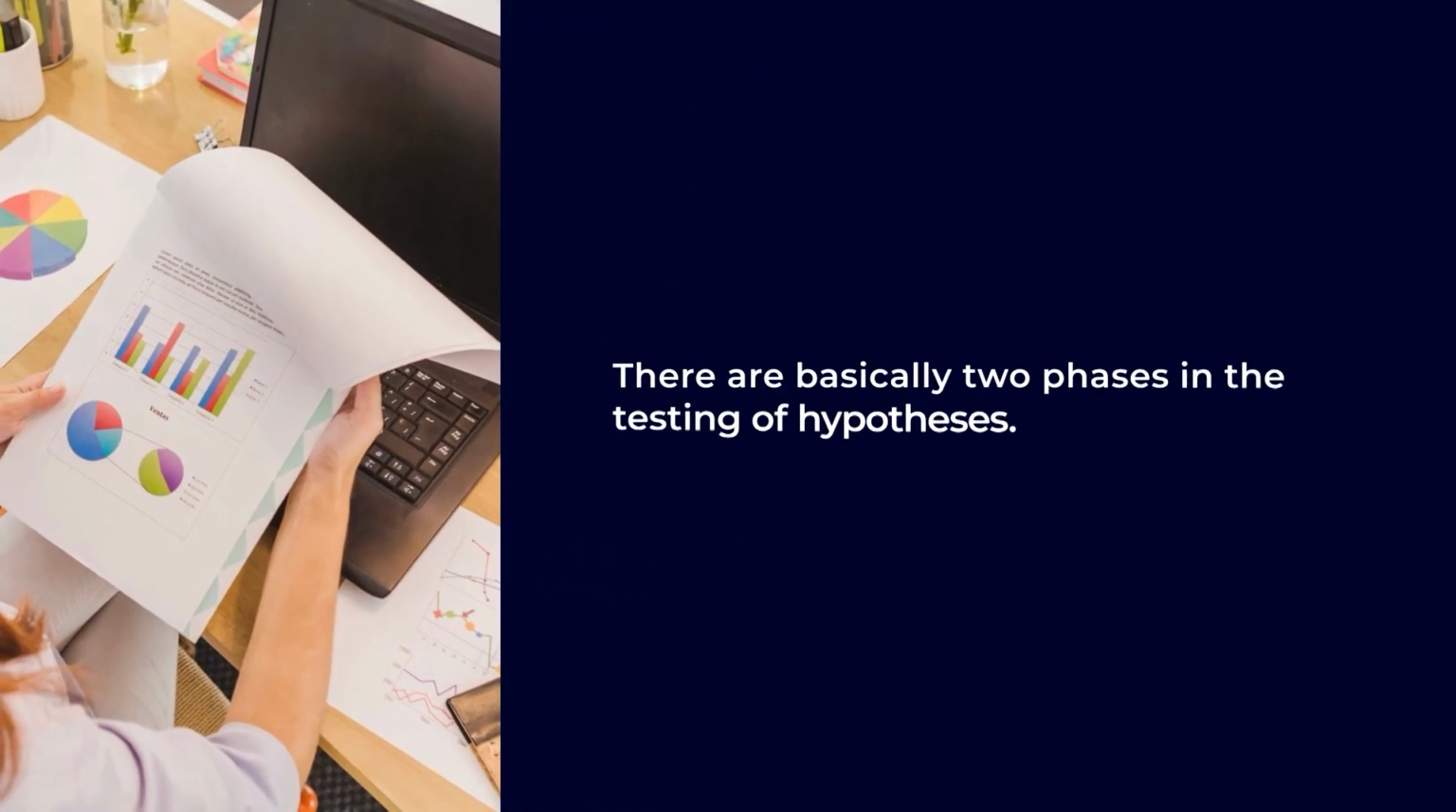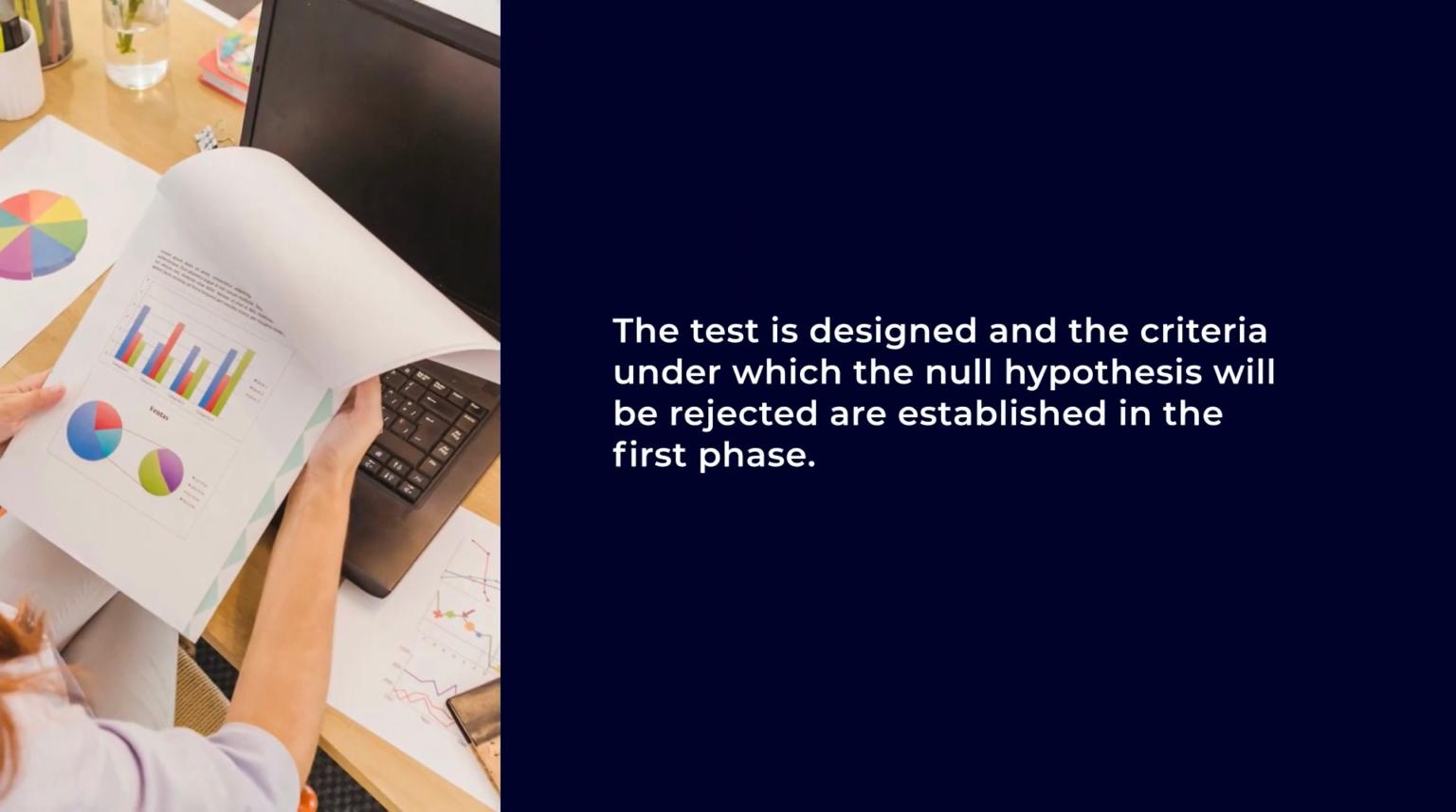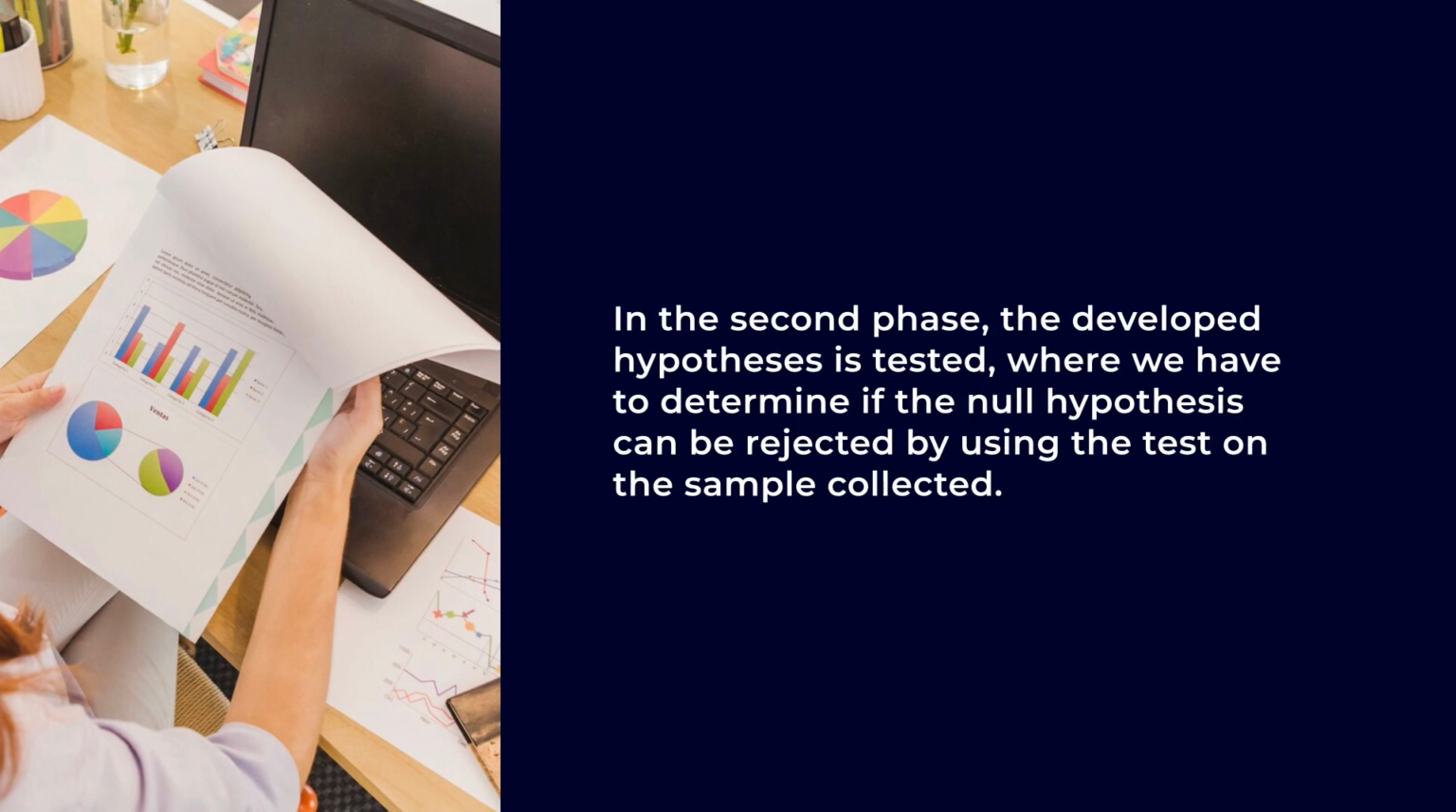In our previous session, we discussed the steps involved in the hypothesis testing process. There are basically two phases in the testing of hypothesis. The test is designed and the criteria under which the null hypothesis will be rejected are established in the first phase. In the second phase, the developed hypothesis is tested, where we have to determine if the null hypothesis can be rejected by using the test on the sample collected.